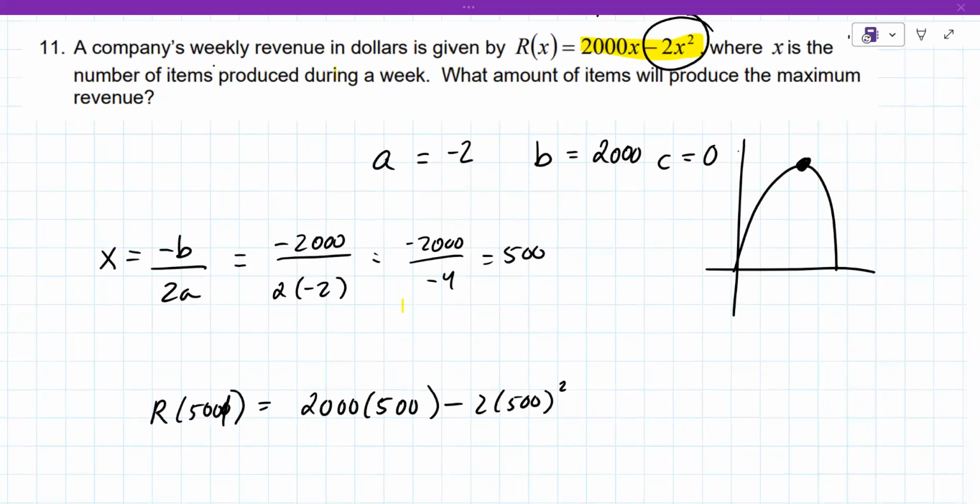I'm going to go ahead and calculate that just because we're running out of time. The first part is 1,000,000, and the next part is 500,000. Subtract and you get 500,000 for the maximum revenue. All right, I hope that satisfied your curiosity.